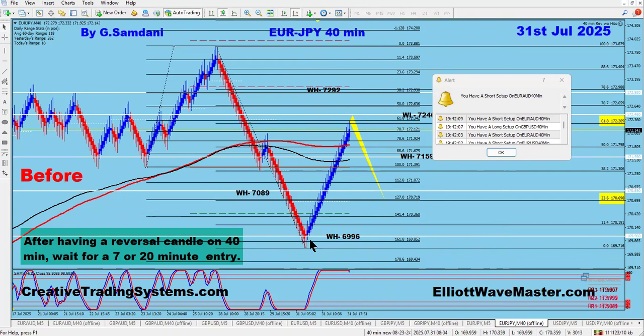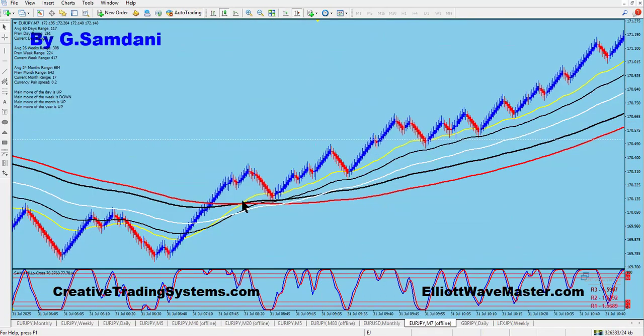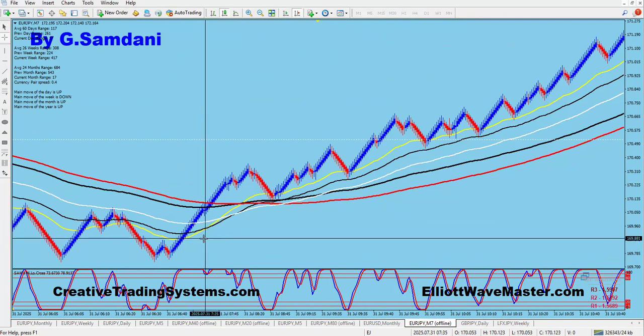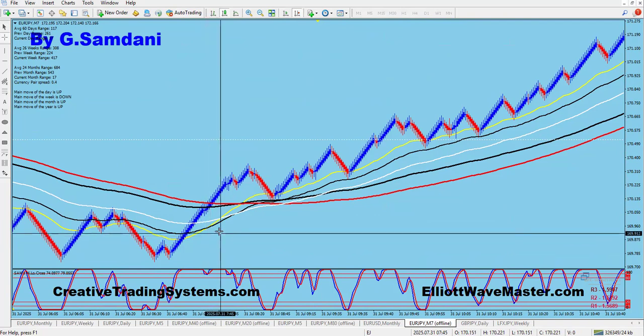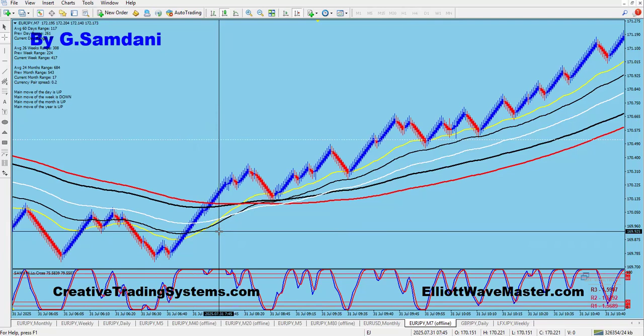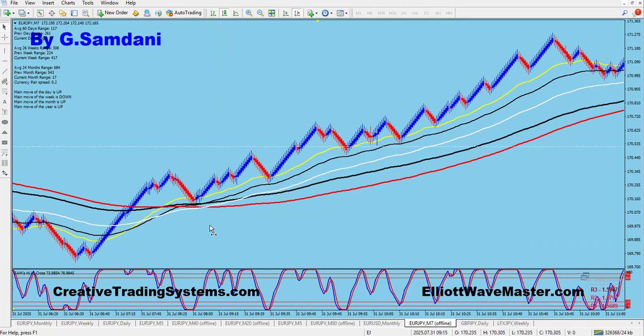And after that, what do we need? We need a long entry on the 7-minute chart, right? According to our rules. This is the euro yen 7-minute chart, and 7:43 is right here, right? So after that, look what happened. How hard is it? It's that simple. This is how simple it is if you just learn it.